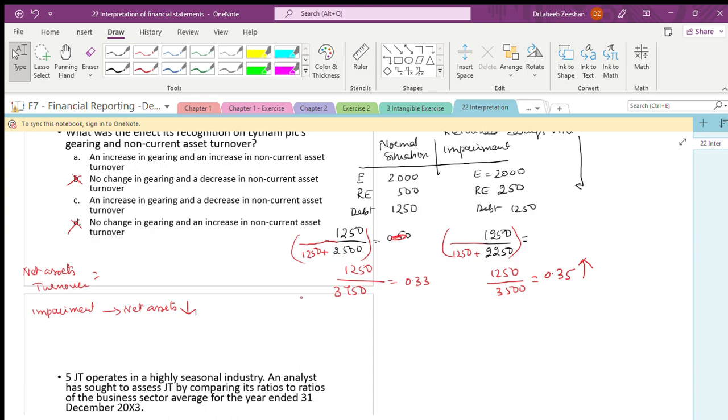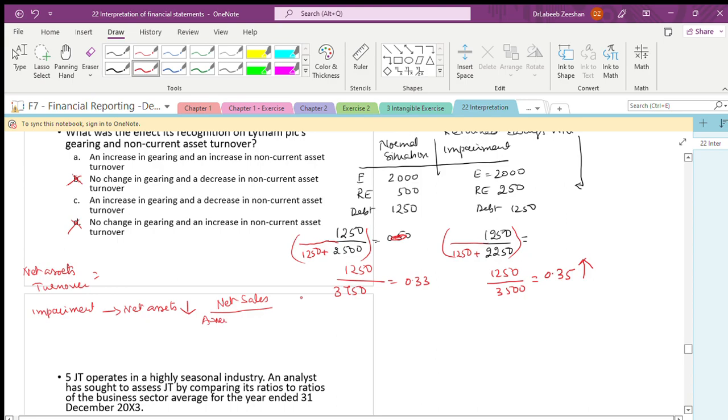What happens? See the things. Net sales. Net sales divided by what? Net sales by average assets. Average total assets.